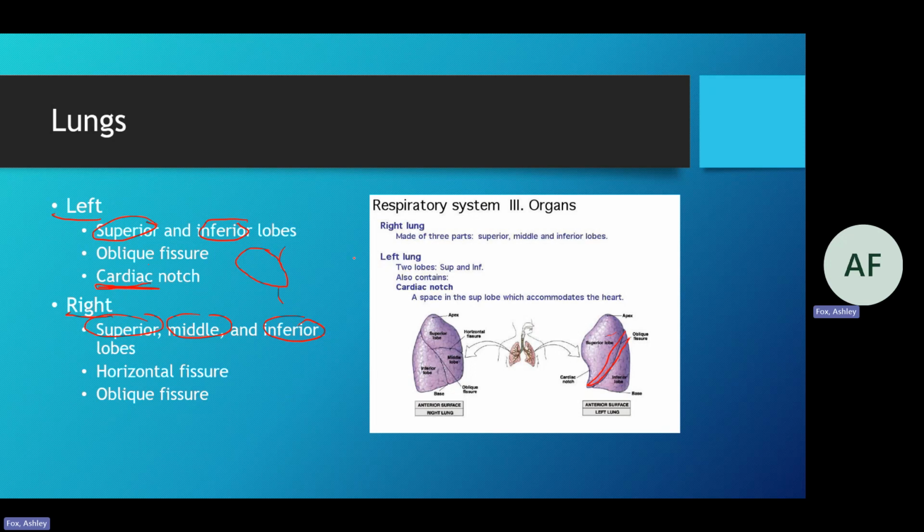If it's at a line where it's oblique, so it's going at an angle, then it's called the oblique fissure. And that's all we have on the left, an oblique fissure, because this is the superior, the upper lobe, and we have the inferior on the bottom. On the right, we have 2 fissures because we're separating 3 lobes. We have oblique, which is still the same thing, at the angle. But we also have a horizontal that's separating the superior and middle lobe because it's at a horizontal line. So superior lobe, middle, inferior. And again, like I said, we'll talk more about this in lab.